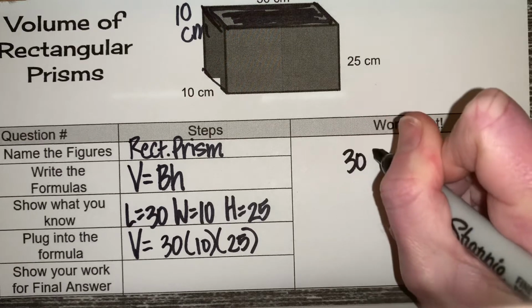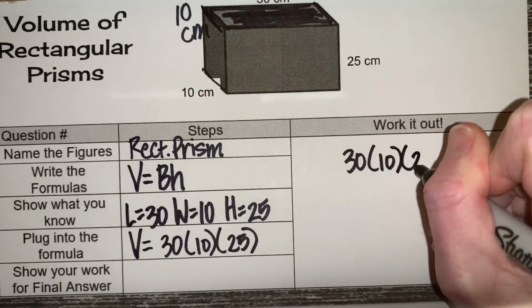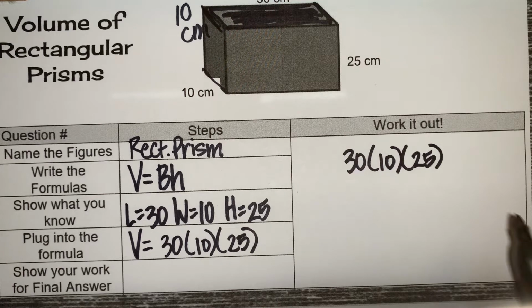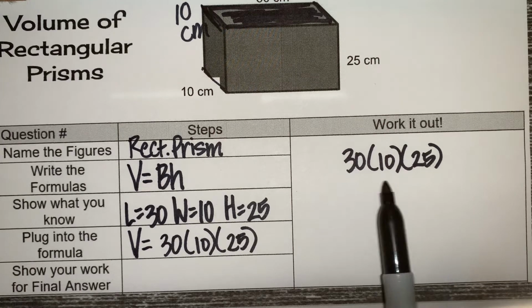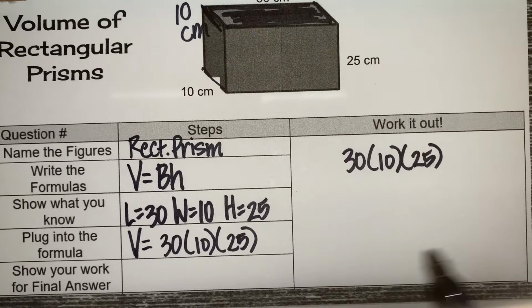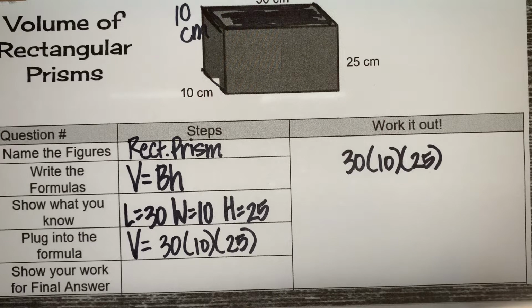We're multiplying 30 times 10 times 25. Because we're multiplying, we can multiply in any order we want to. The commutative property of multiplication says that you can change the order of the numbers and you still get the same product. So you could multiply 30 times 10 and then times 25, or you could do 30 times 25 and then times 10. It doesn't matter the order that you multiply in as long as you multiply all three numbers. I'm going to multiply 30 times 10 first.